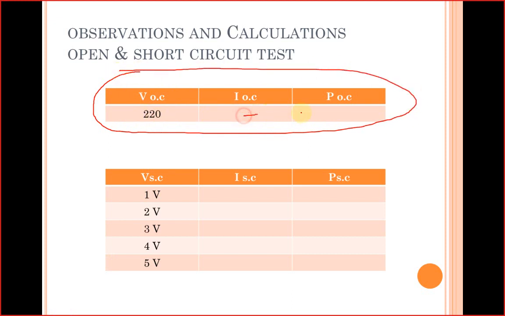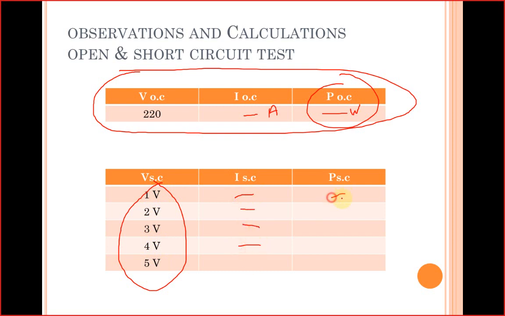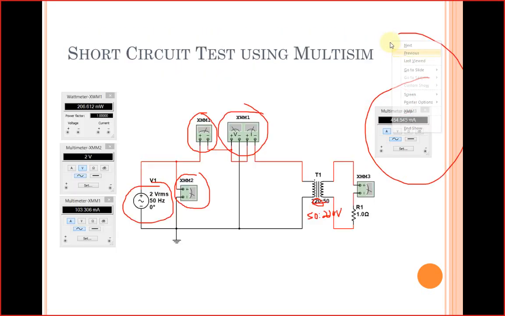We will have some current here and some watts. So these watts will be actually our core losses, and then I have input some values, 1 volt, 2 volt, 3. What we will see is what the rating of the transformer is, so according to that we will gradually increase our volts. We will have some currents over here and some power as well. So this power will be basically your I square R loss, and this power will be your core loss.